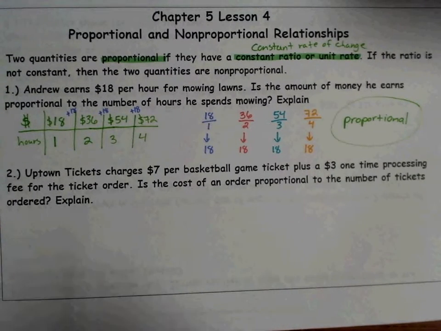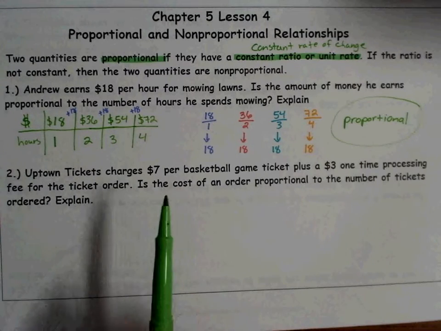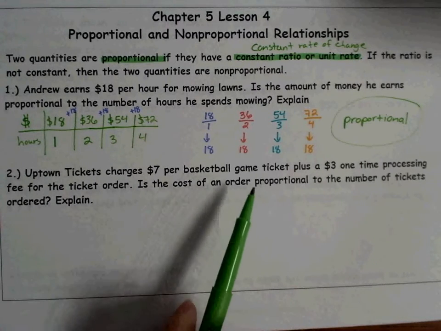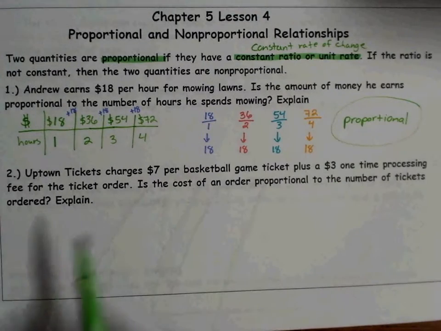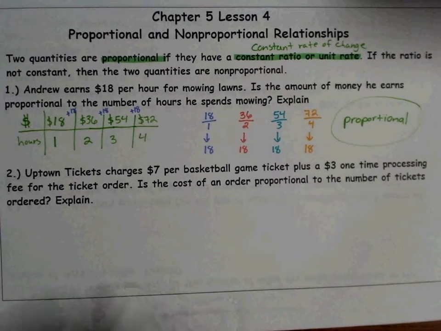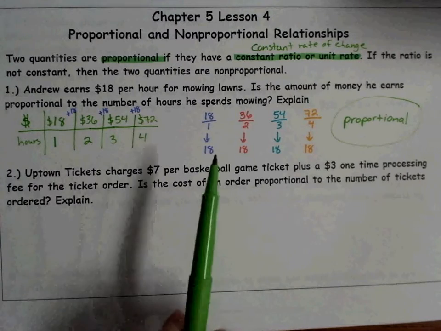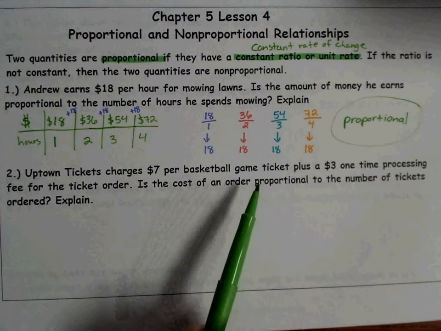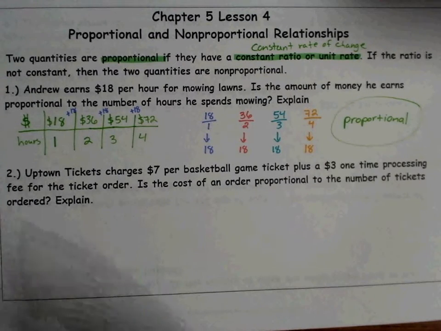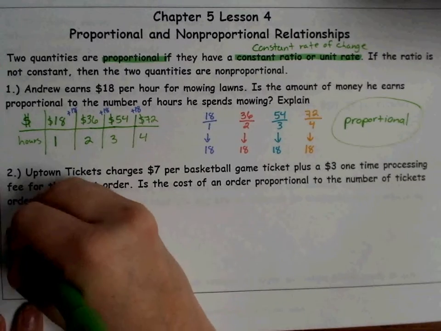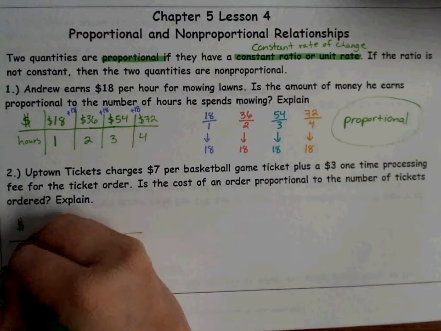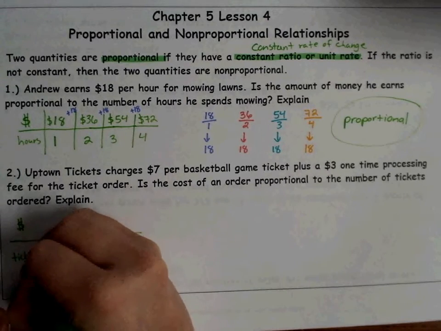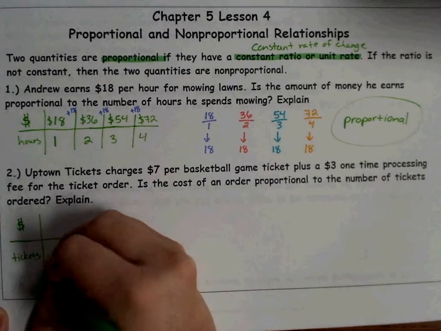Okay, so let's take a look at problem number 2. It says Uptown Tickets charges $7 per basketball game ticket plus a $3 one-time processing fee for the ticket order. We want to know again, is the cost proportional to the number of tickets? So we're going to have the cost versus the number of tickets.